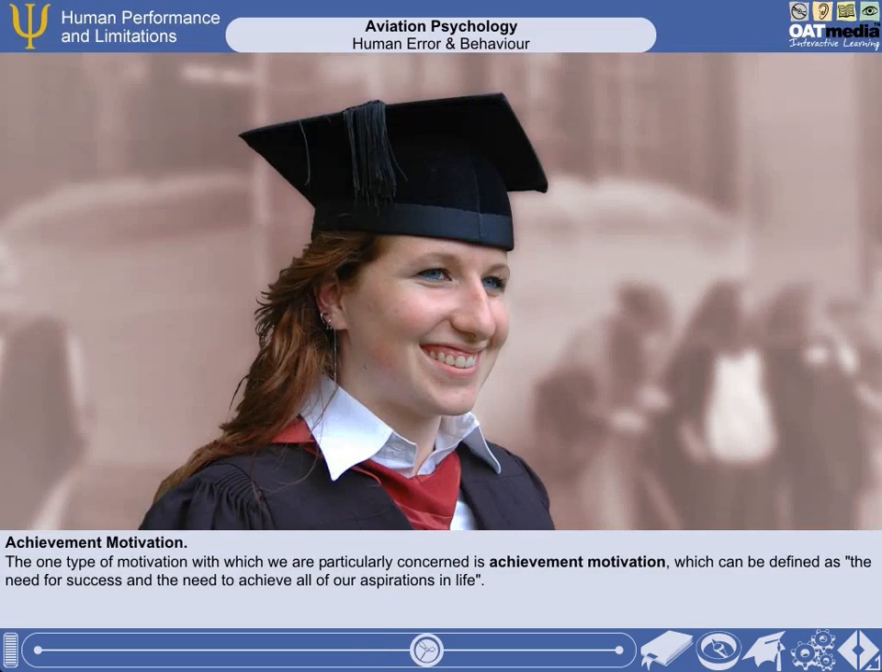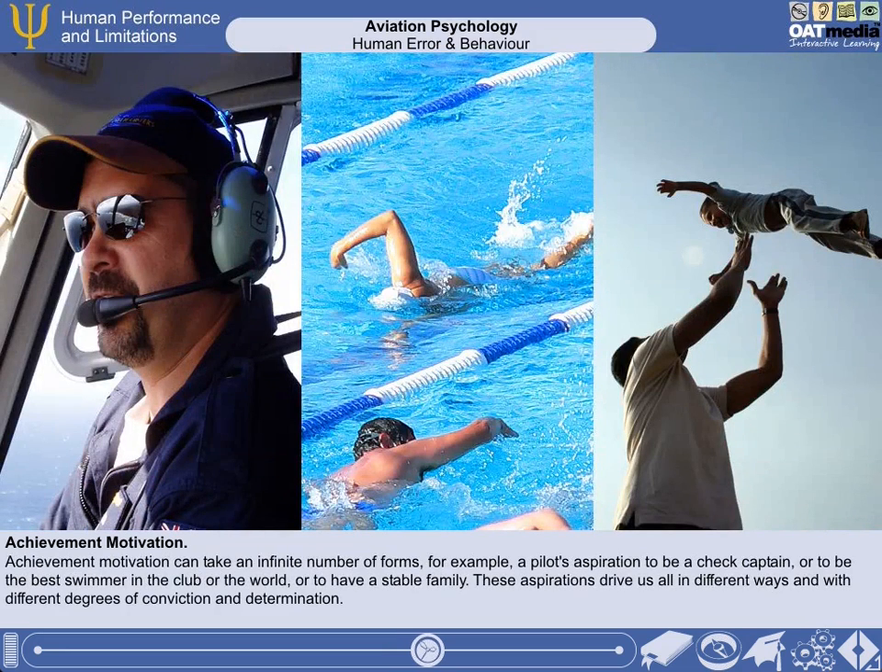The one type of motivation with which we are particularly concerned is achievement motivation, which can be defined as the need for success and the need to achieve all of our aspirations in life. Achievement motivation can take an infinite number of forms. For example, a pilot's aspiration to be a check captain, or to be the best swimmer in the club or the world, or to have a stable family. These aspirations drive us all in different ways, and with different degrees of conviction and determination.